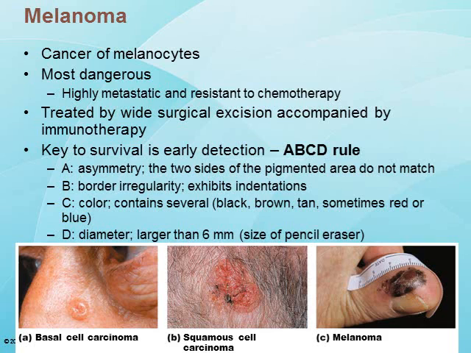Okay, and B for border, the border is irregular, so it's not a smooth border, and C for color. If it has more than one color, like black, brown, tan, different colors together, and D for diameter. If it's larger than 6 millimeters, like a pencil eraser, then normally it's a melanoma instead of a freckle. Okay, so those are the melanoma.